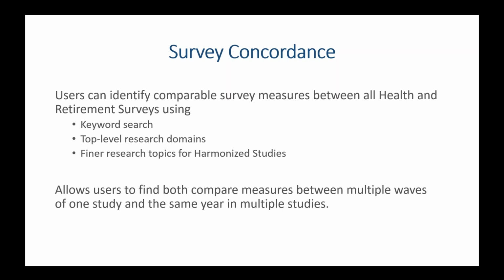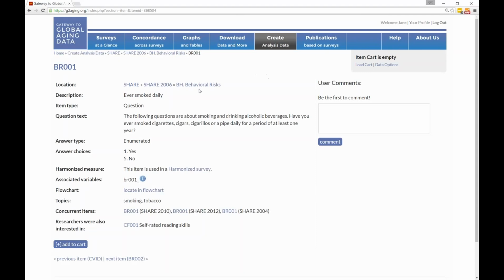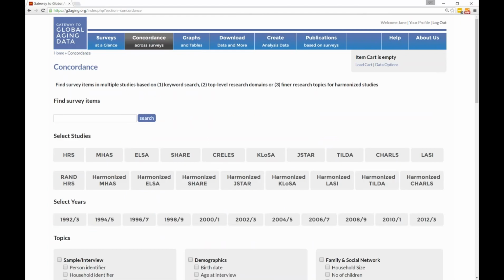Marjolaine Iverson asks, are there separate questions on receiving home care? So that's a great question. And let's use our survey concordance to search for that. So I'm going to jump back to our website, and I'm going to click on the concordance tab. So you can see here we have a search box, and I mentioned one way was to search just by keyword. So let's search for home care here.